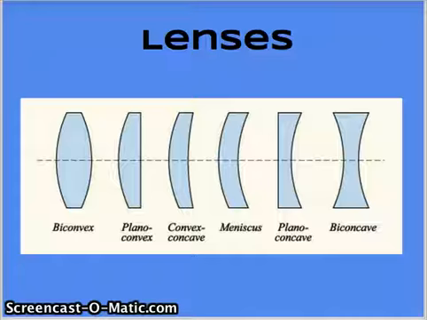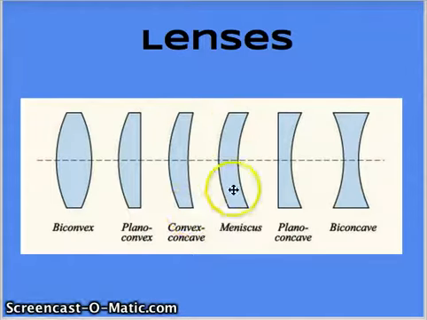Here are some pictures of lenses. The one all the way here at the left is convex. Convex lenses must have at least one surface that bends outwards. This is a biconvex because it has two. This one has one convex side, one straight edge. This lens has one convex side and one concave side.